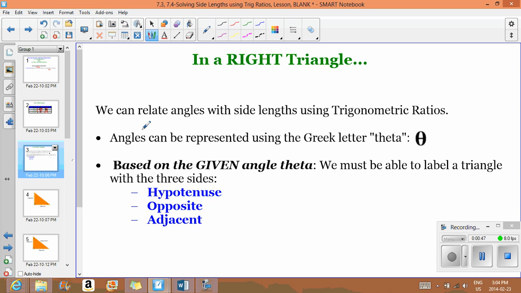In the right triangle, we can relate the angles with the side lengths using these ratios. We usually represent an angle with a symbol called theta. When you draw it, you make a circle, and then you come back through the middle. It's a Greek letter that we use for angles. Based on the given angle theta, you must be able to label your hypotenuse, your opposite, and your adjacent. We're going to go through an example of how we would do that.